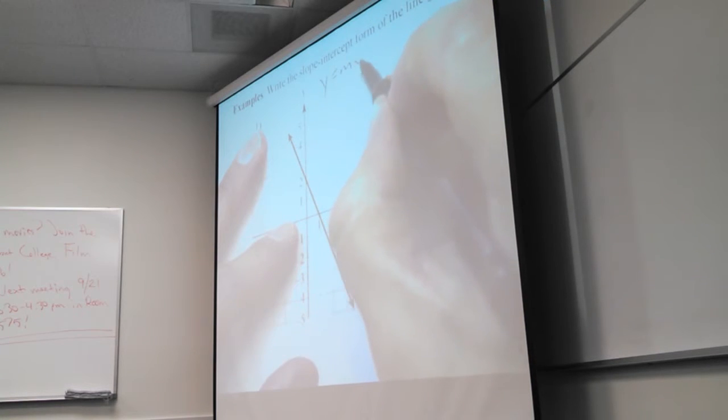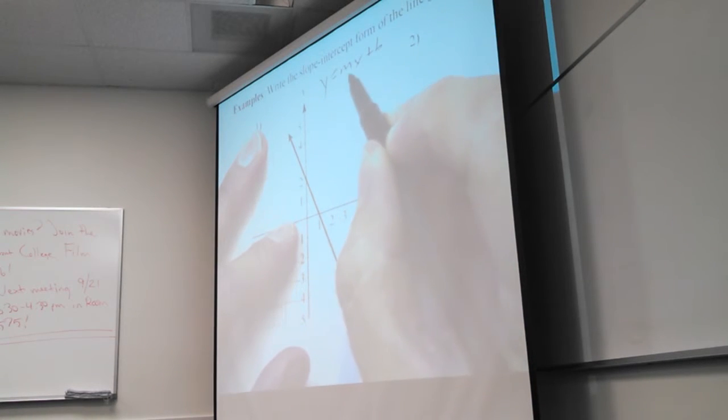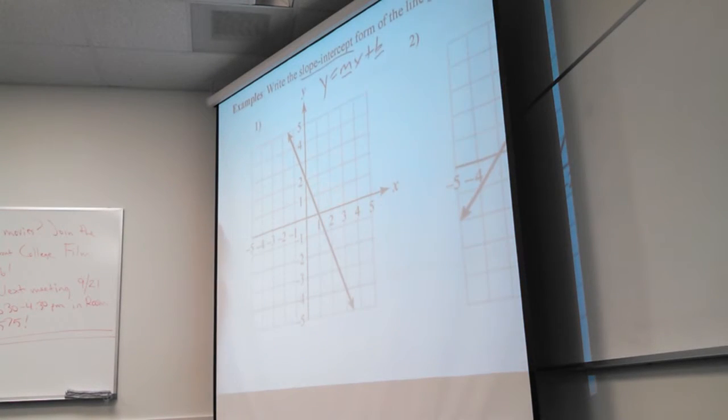Again, math people were very creative. So we said, what are we going to call this equation that has a slope and the intercept in it? I know. Let's call it the slope-intercept. So when they say slope-intercept form, they mean mx plus b.